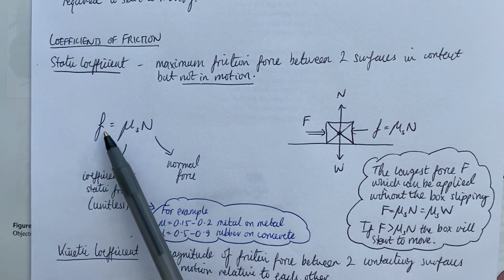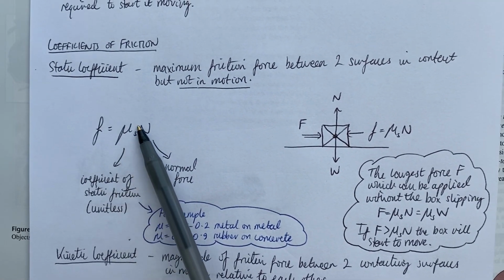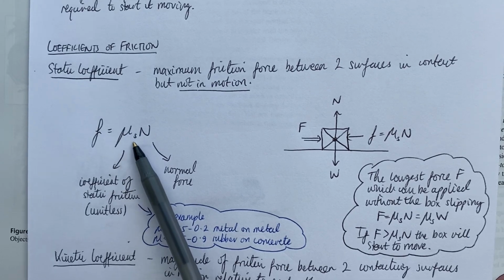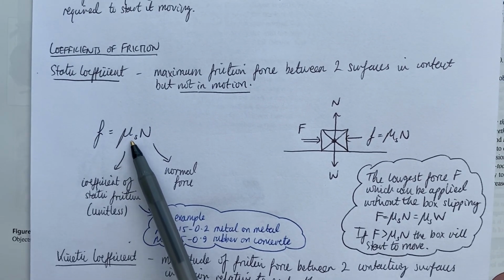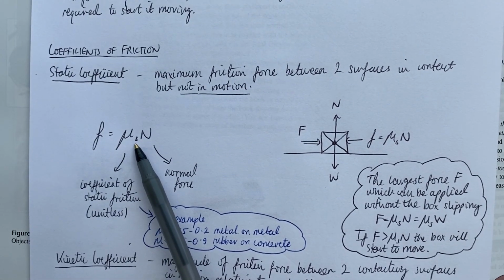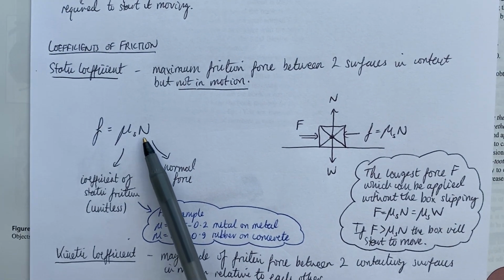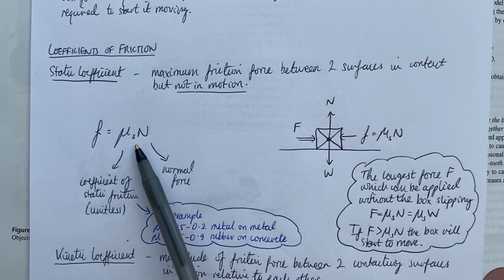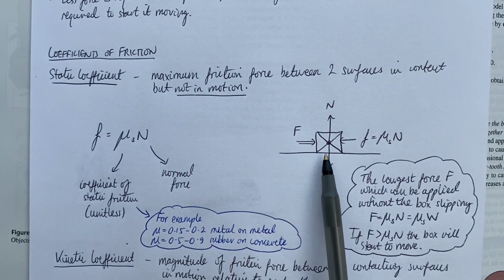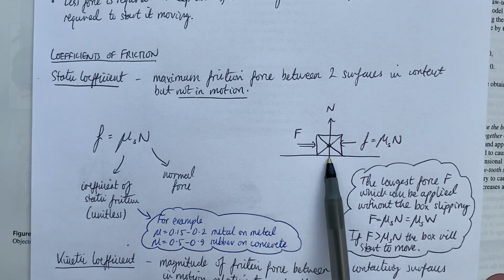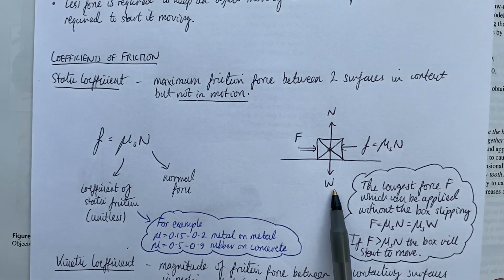And we say that the frictional force is equal to the static coefficient of friction, given the symbol mu subscript s for static, multiplied by the normal force, which, for my example that I'm going to describe in a second over here, is equal and opposite to the weight of the object.